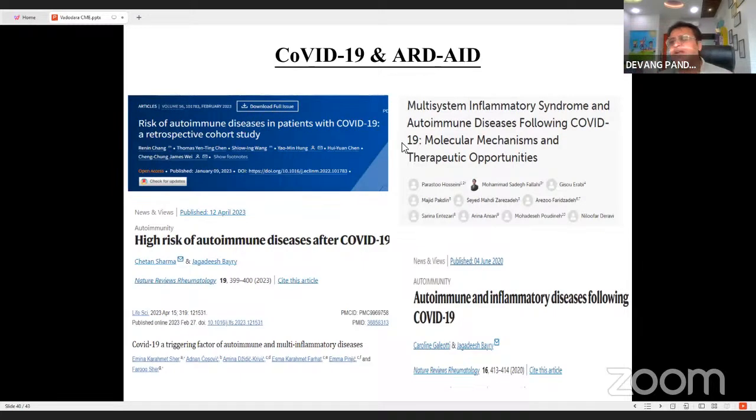And this is COVID-19 as a trigger of autoinflammatory and autoimmune disease. It's just a temporal association. There is no strong scientific evidence.